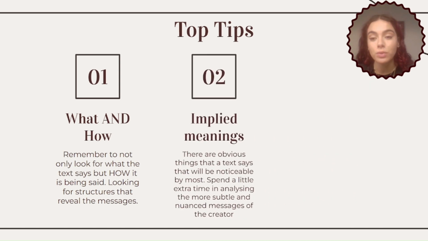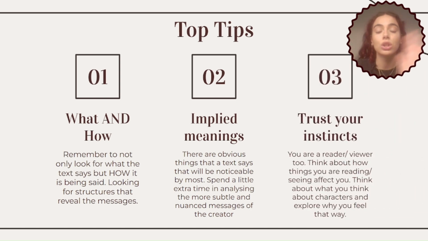Then tip number 2, implied meanings. So there are really obvious things. As I was saying before, there are very obvious things that texts tend to say. All right? That is fine. But probably the other thousands of students studying your text are most likely going to bring those things up too. So let's go a couple of steps further and analyze some of those more subtle and nuanced messages that are going on behind that first obvious one. I'm not saying ignore the first obvious one. I'm not saying never write about the obvious one. I'm saying in addition to the obvious stuff, what else can we find? What else is the text saying to us?